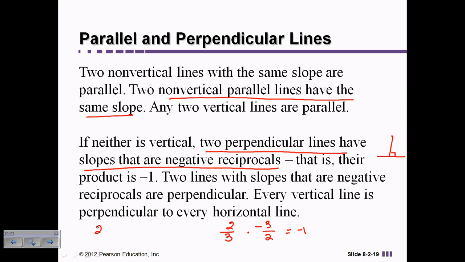So if I have 2, then the negative reciprocal is -1/2. And I could think of this as 2/1. If I have -4/3, then the negative reciprocal of that number is positive 3/4. So when you think about negative, think about the opposite sign.